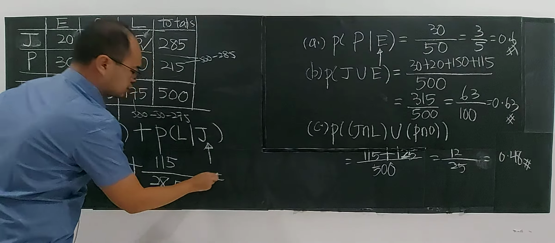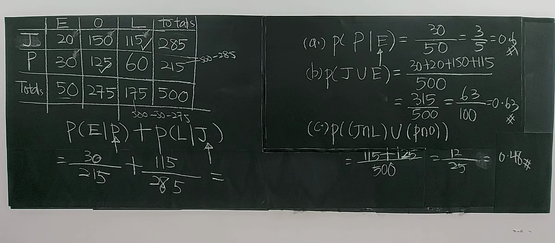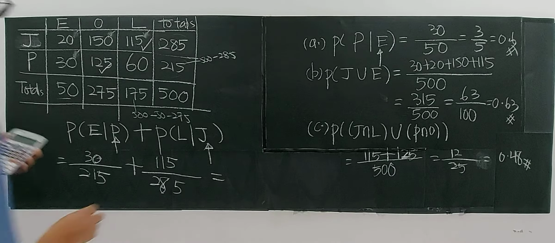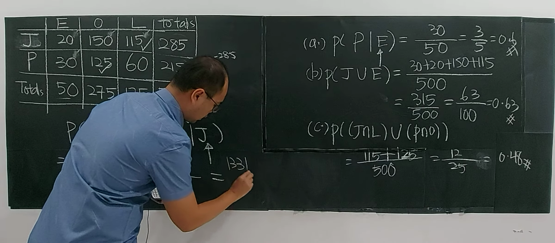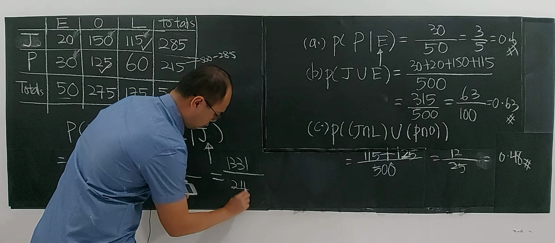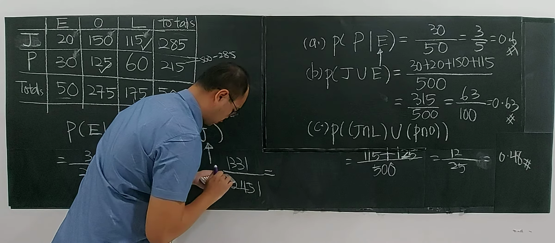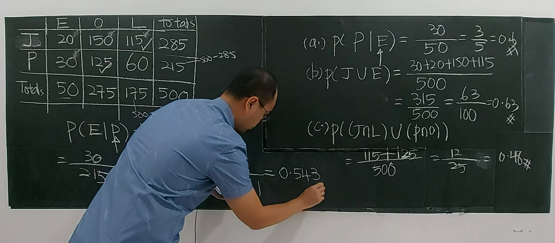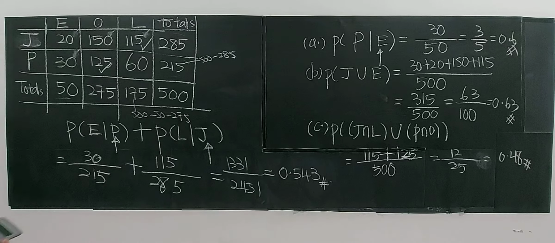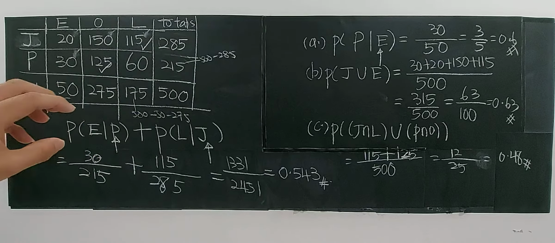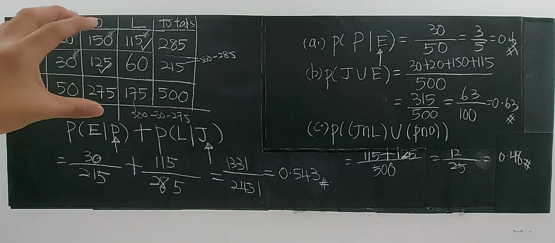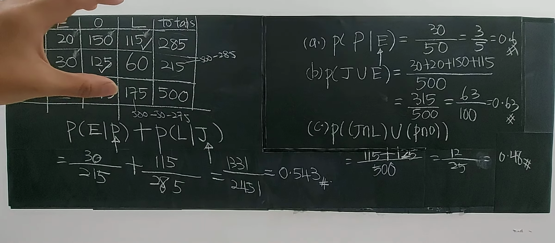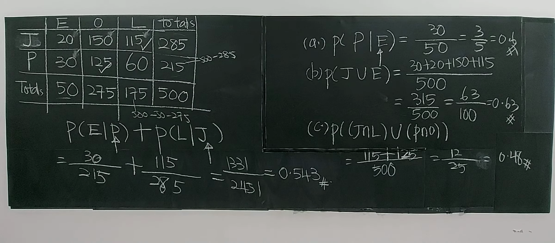Then we total up these two. This will be the answer required by the question, which gives us 1331 over 2451, or we can round it off to 3 significant figures, which is 0.543. Alright, this is the way we answer the question. The most important thing is that you are able to read the information of conditional probability from the table of outcome here, and know how to construct the table of outcome for this problem. So that's all for this question. Hope you understand.